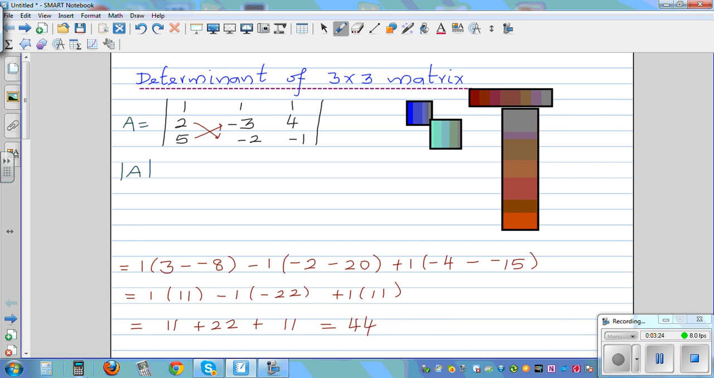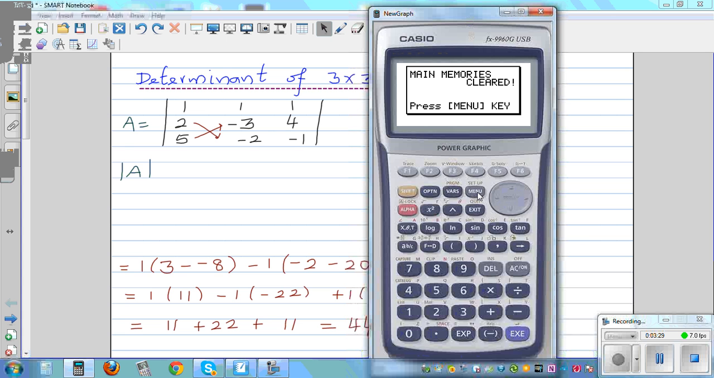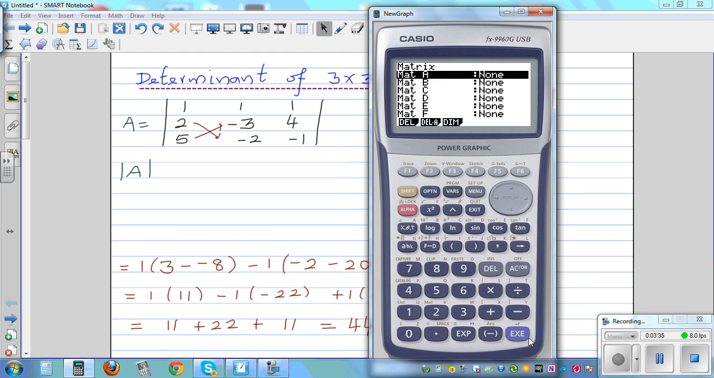Those who have a graphic calculator, this does that work. So let me show you that. So if you go to matrix, and if you go execute, you type in 3. M stands for the row, and N stands for the column. So this is 3 rows and 3 columns. So you type in 3 by 3. So this is called a 3 by 3 matrix. Execute, and just type in the numbers 1, 1, 1, 2, negative 3, 4. And then you got 5, comma, negative 2, and negative 1.